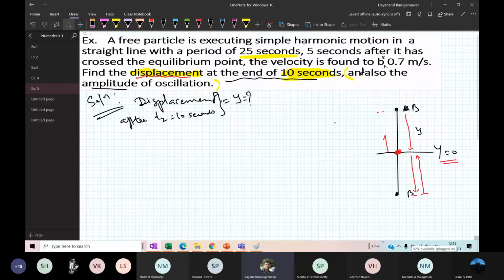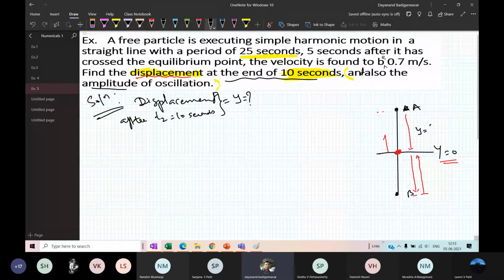Okay, after 10 seconds, now let us take this as A, as your friend told you. It is oscillating between A and B. So you have to find the displacement y. What is the value of y after 10 seconds? It starts its journey here.